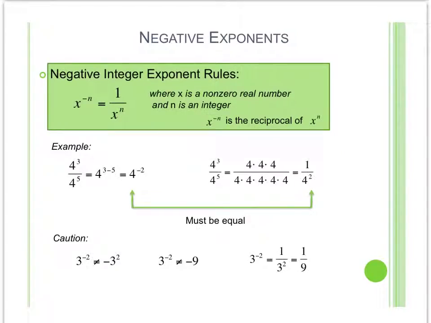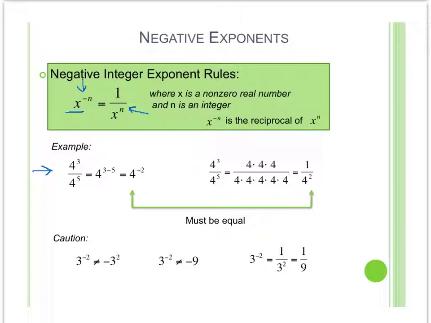The next rule we want to look at is the negative integer exponent rule. With this, we take any base that has a negative exponent, but the base must be a non-zero real number and the n in the exponent must be an integer. So the rule is you take the reciprocal of it and in the denominator make the exponent positive. So let's look at why this works with this example.